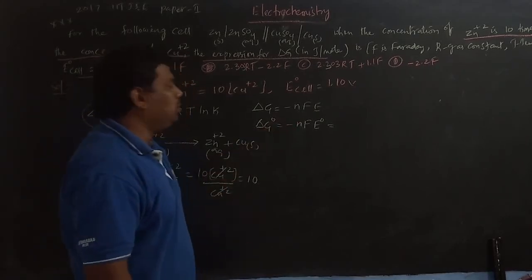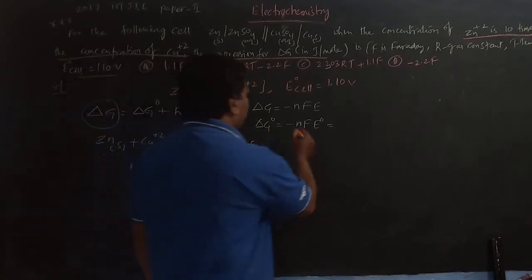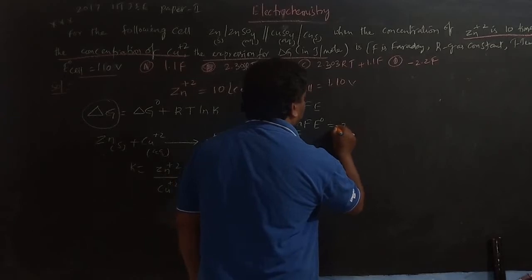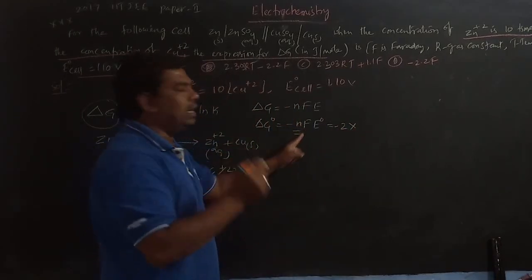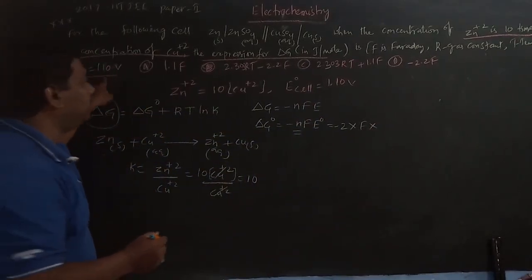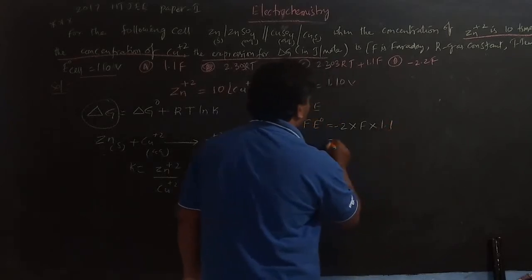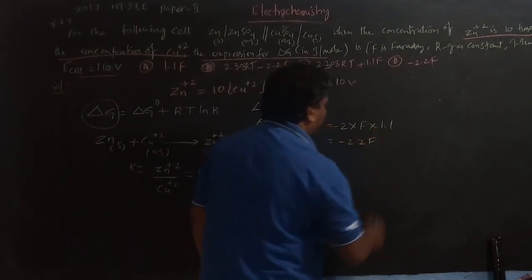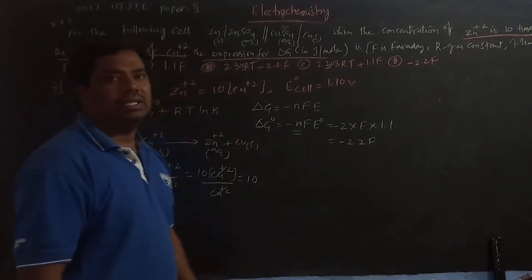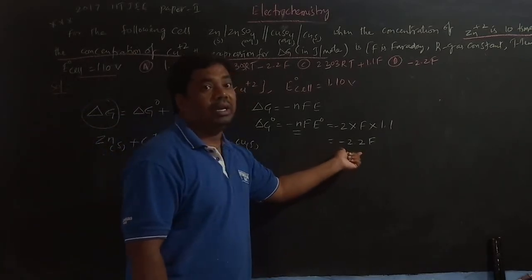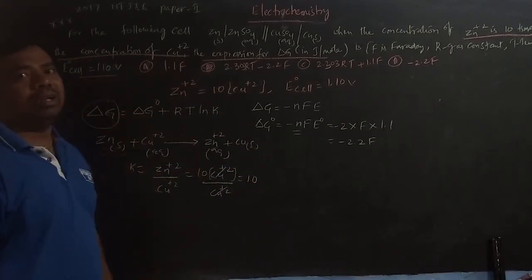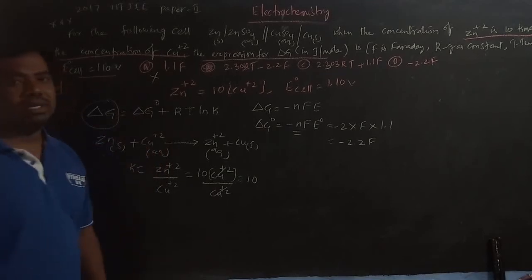So delta G naught is equal to minus nF into E naught. The number of electrons transferred in this reaction is 2, so minus 2 into Faraday constant into the potential difference he has mentioned, 1.1. That is equal to minus 2.2 F. This is the delta G naught value. In the given options, option A is 1.1 F, so it is wrong. Option A is not correct.